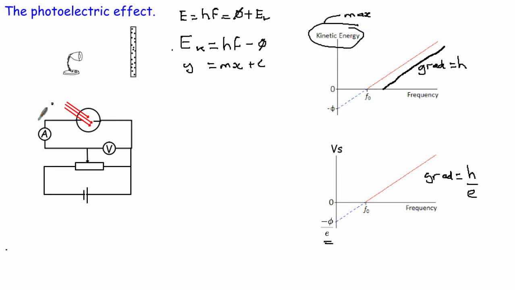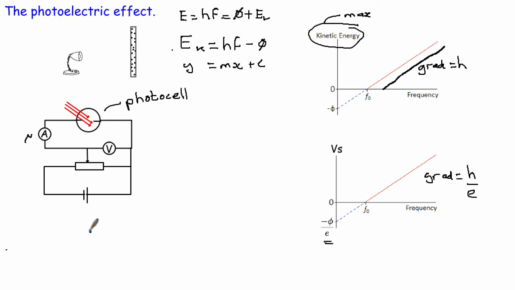So this is a circuit that allows us to do it. We've got a power supply here, a potential divider here, and the exam board specifically say that you need to know how to measure these things using a potential divider. We've got a voltmeter, and an ammeter, which is actually going to be a microammeter, and here we've got a photocell. A photocell simply consists of a bit of metal on this side, and a bit of metal on that side, and this is the metal that we're interested in looking at the photoelectric effect with.